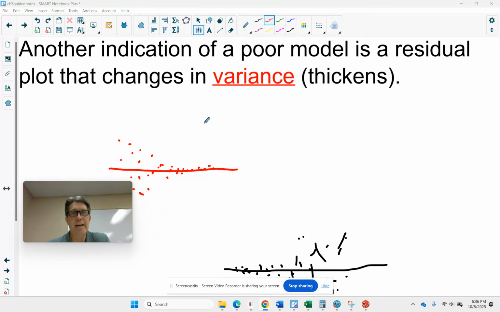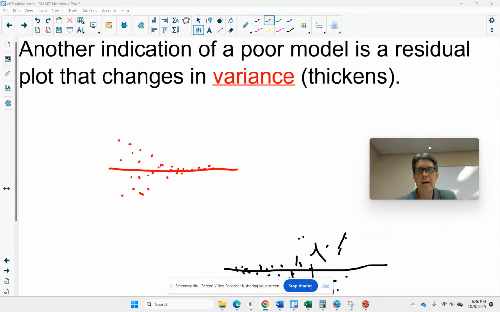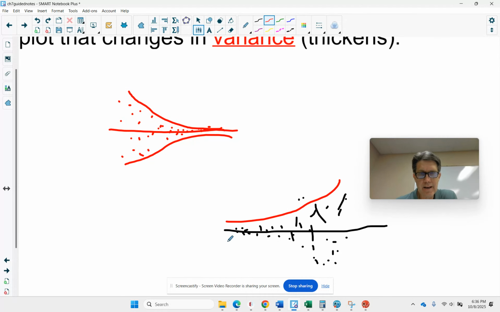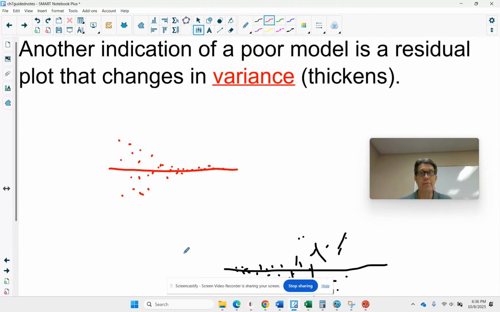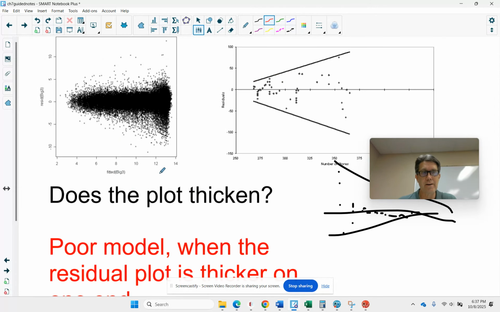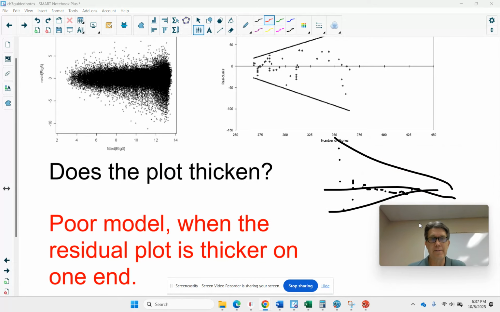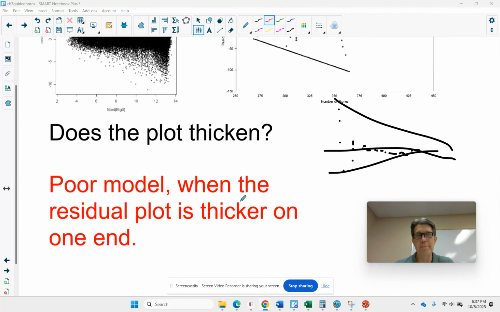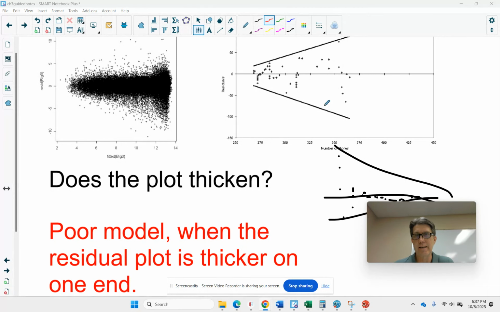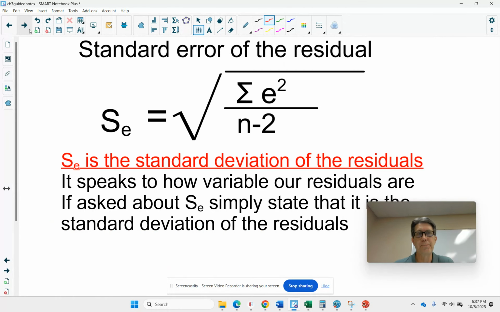Now, there's another indication of poor models. You can have a residual plot that changes in variance or thickens. So like at one end, it gets thicker than the other, whether it's this end or that end. That also can indicate a poor model. A good book, the plot thickens, but a residual plot, if the plot thickens, it's not so good. All right. So does the plot thicken? Again, that makes for a good book. Here, it thickens, so those would be poor residual plots.